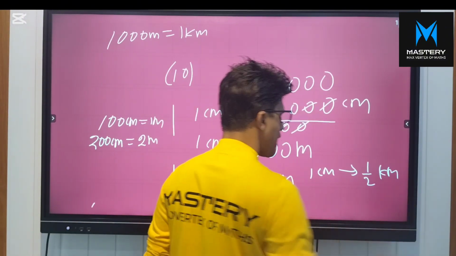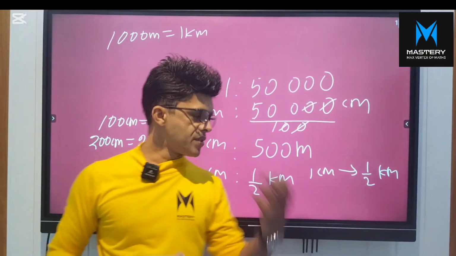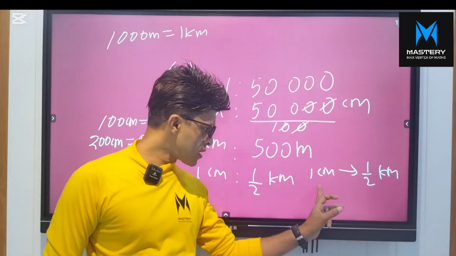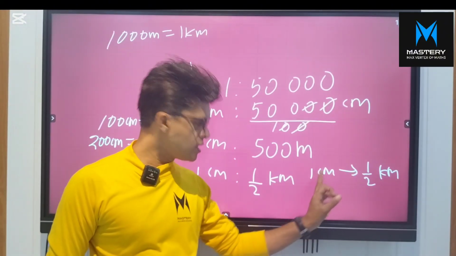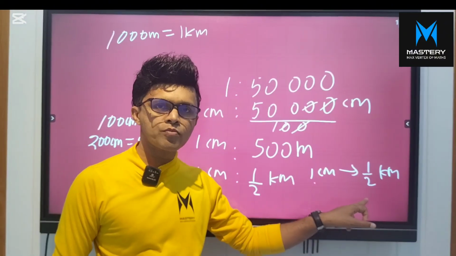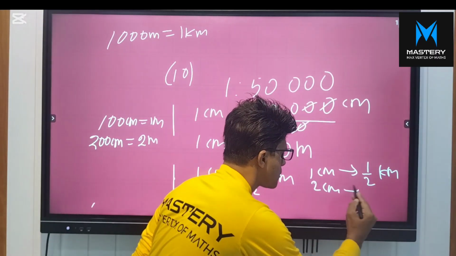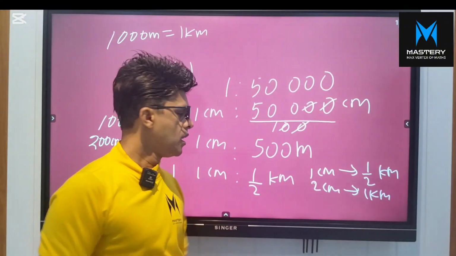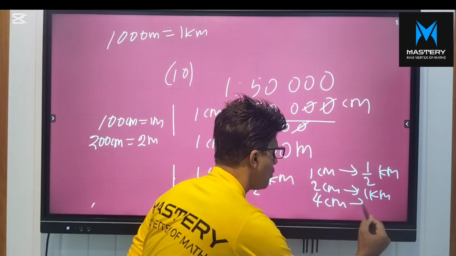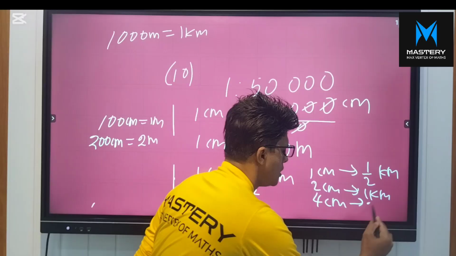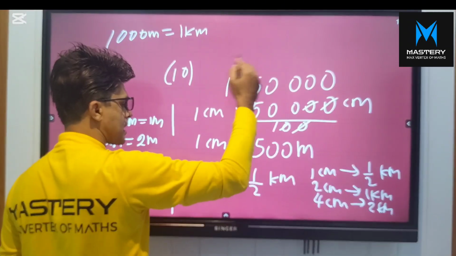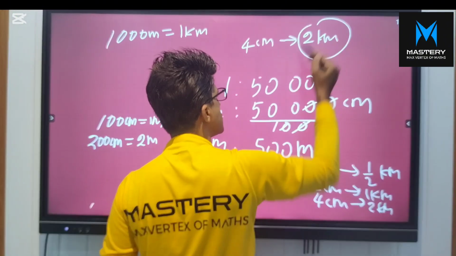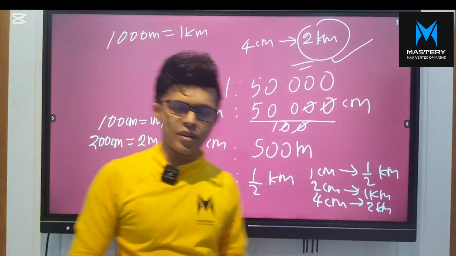This is the idea. When it comes to the question, the real value represented by 1 cm is half a kilometer. Then 2 cm means 1 kilometer, half of 2 is 1. Then for 4 cm, half of this means 2 kilometers. So the answer of that question is that 4 cm represents 2 kilometers.